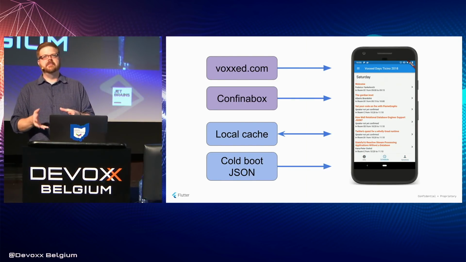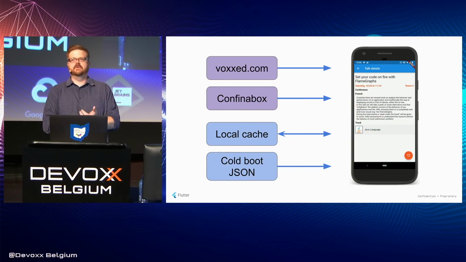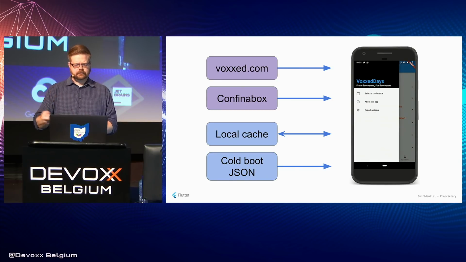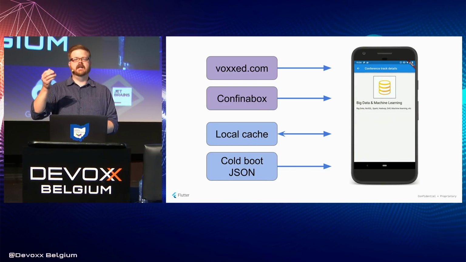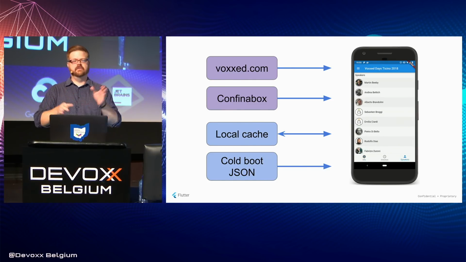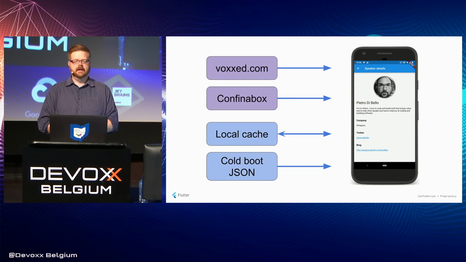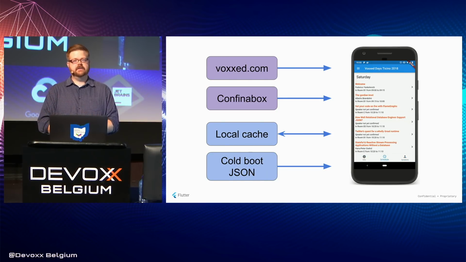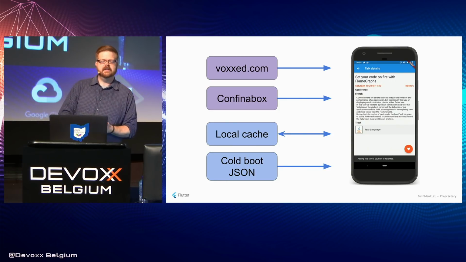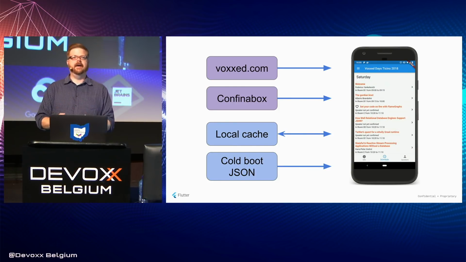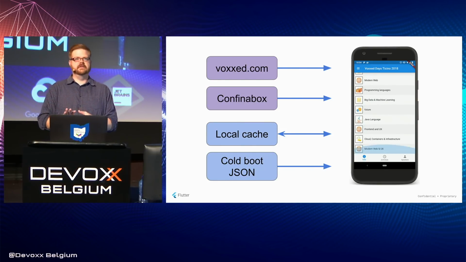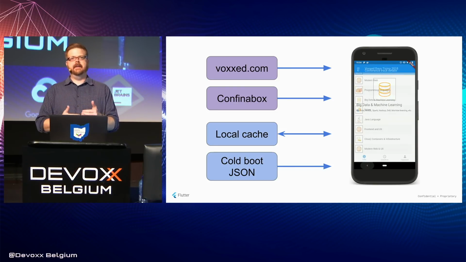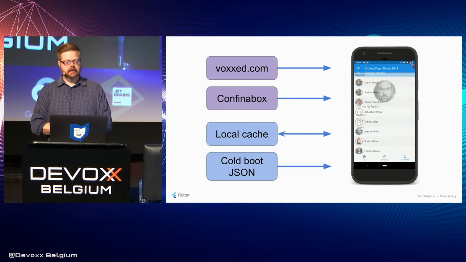So the app pulls data from a number of locations. The Voxx.com master REST API that maintains the list of upcoming events. Each individual conference, of course, has its own Conference in a Box server. And so to pull schedules, it needs to know which one to go to for a particular event and pull data from it. It also has a local cache that it both reads from and writes to, and then has a cold boot JSON file. So if you install the app and then you go somewhere where you don't have network connectivity, it actually ships with some information about the conferences built in so that you can still open the app and look through it and it all will make sense.